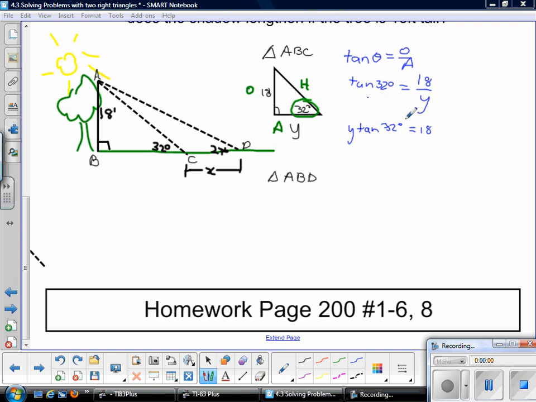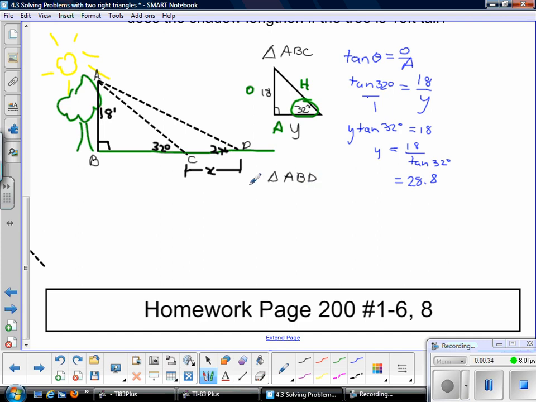So again, we cross multiply, and when we do that, we end up with y tan of 32 equals 18. Then when we divide both sides by the tan of 32, we end up with y equals 18 divided by the tan of 32, to give us a grand total for that length of approximately 28.8.